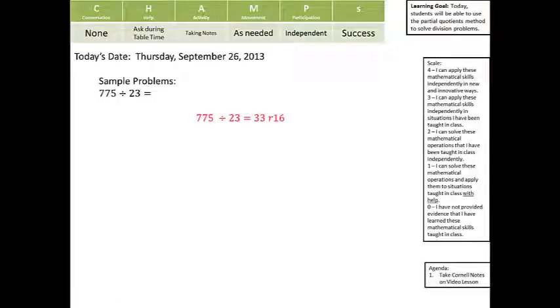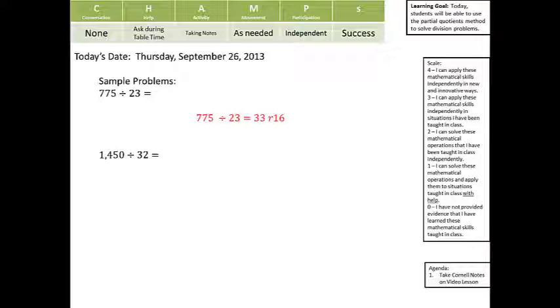Okay, and so our answer, 775 divided by 23, is equal to 33 with the remainder of 16. Let's do another sample problem using partial quotients. This time we're going to do a little bit differently. We're going to use different multiples instead of just 10.